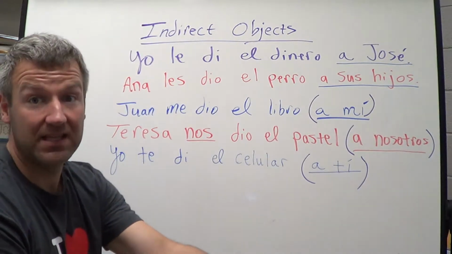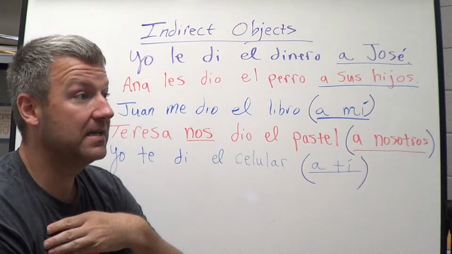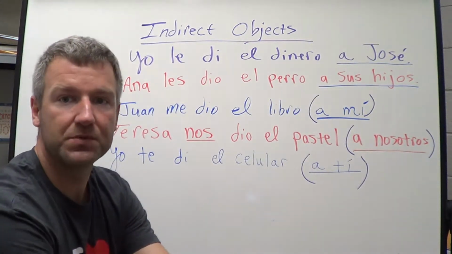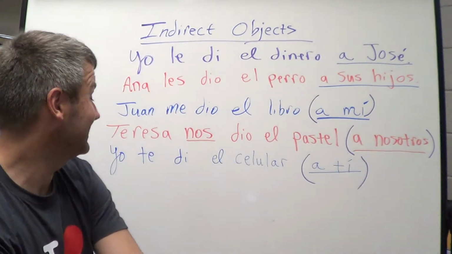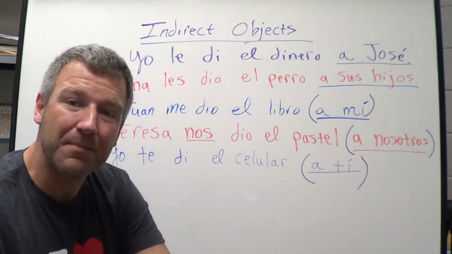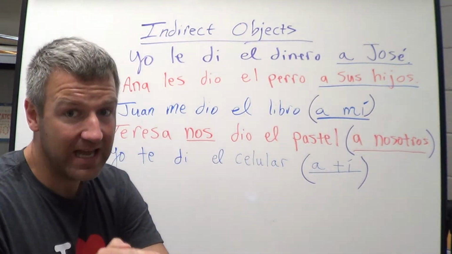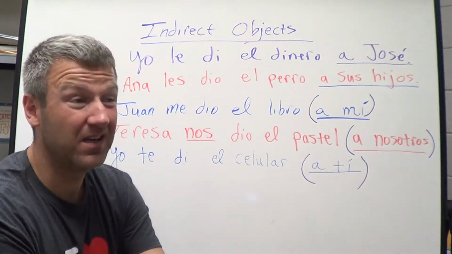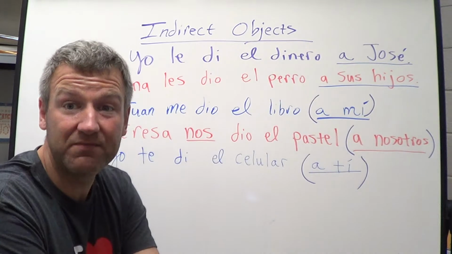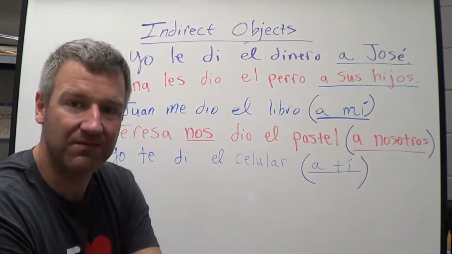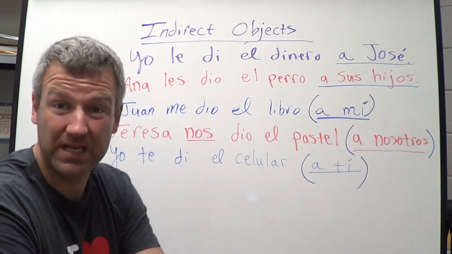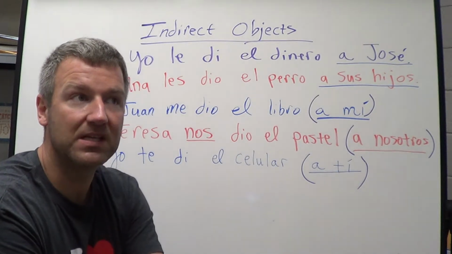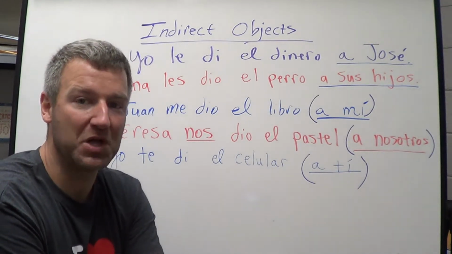Yo te di el celular a ti. If I gave a cell phone to you, but let's say your brother always wants to use it, I could reiterate to you, yo te di el celular a ti. It's like I'm emphasizing that, listen, I gave that phone to you. And so all that a ti on the end does is emphasize. Again, it's not necessary, it's not required, you don't have to use it, but it just gives a little extra emphasis whenever you need to. So again, just keep that in mind. I wanted you to be aware of that, because in the next video we're going to see where you can also apply this same concept.